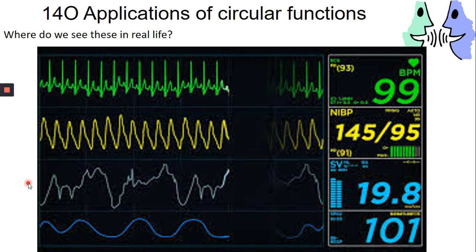So where do we see these in real life? Have a think about it. Stop the video. See if you can come up with some situations before you play it again. Here's one. Hospital. There's your BP. I'm not sure what these mean, but they definitely look like they're signy type things, don't they?